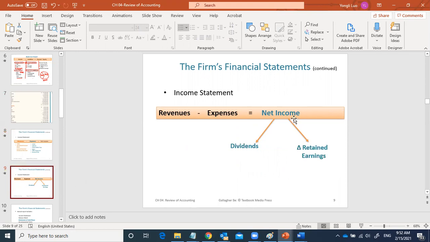Remember, how are you going to use that net income? You have two ways to do it. One is to distribute it to your stockholders as dividends. Another way is to keep that money in your company. In that way, your retained earnings will change.